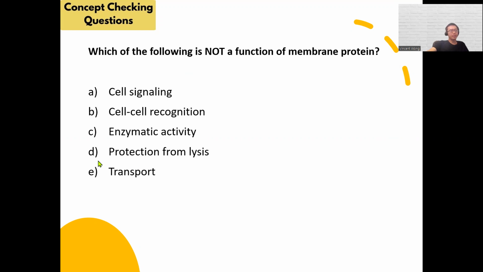So the correct answer is D, and most people got it right. Protection from lysis. That's the function of a cell wall, right? It has nothing to do with membrane proteins. Everything else is one of the 6 functions that we talked about.